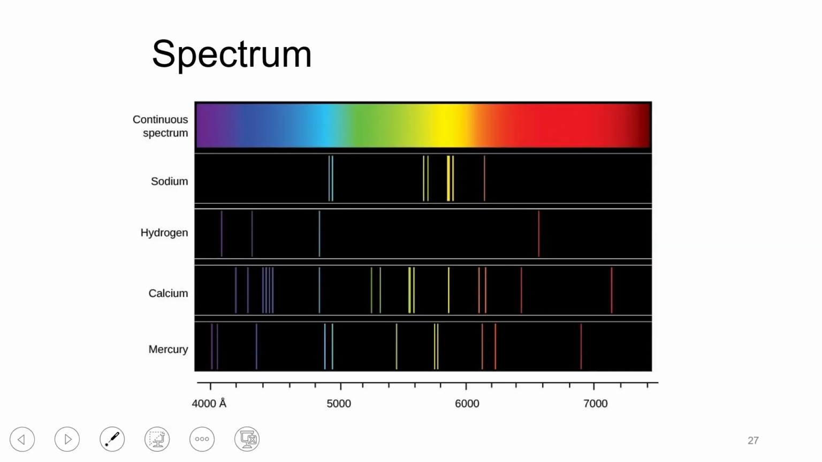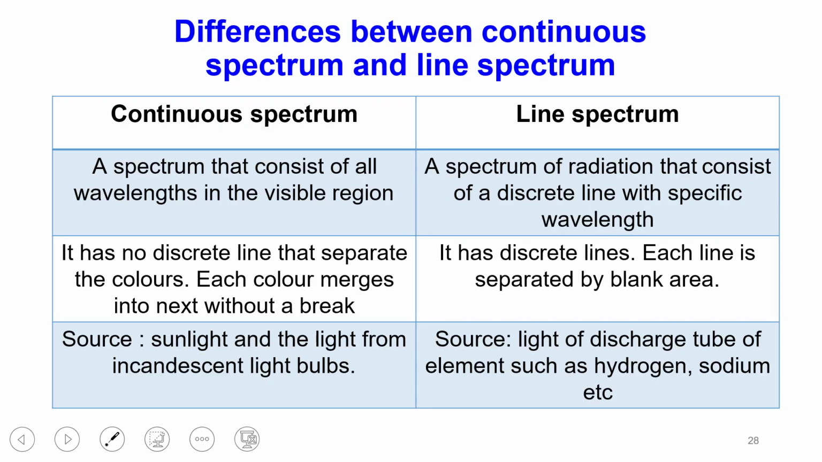So this is an example of the difference, the continuous spectrum at the top. Continuous spectrum has no gap between each color compared to line spectrum. These are the tables to show the difference between continuous spectrum and line spectrum.